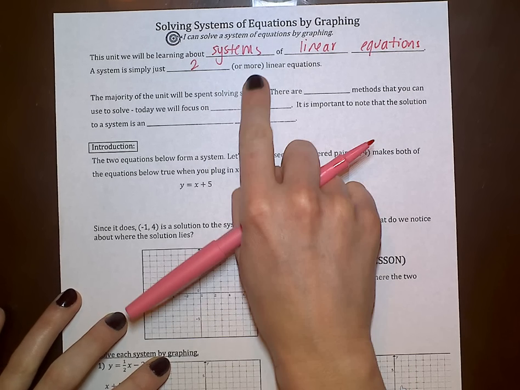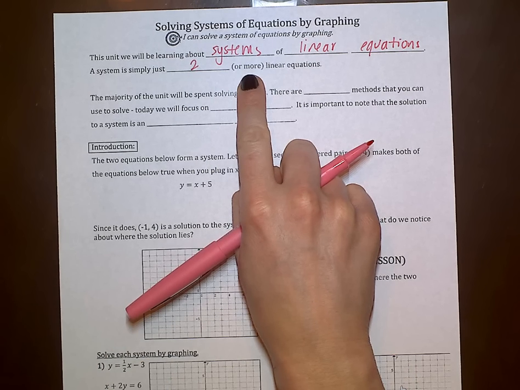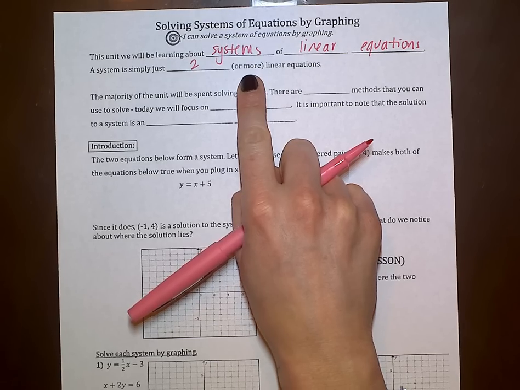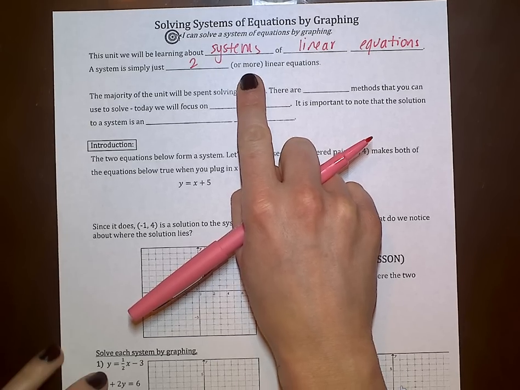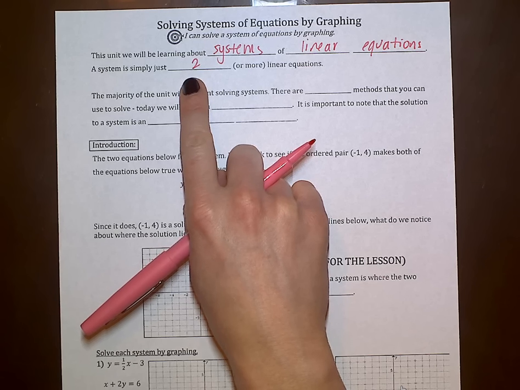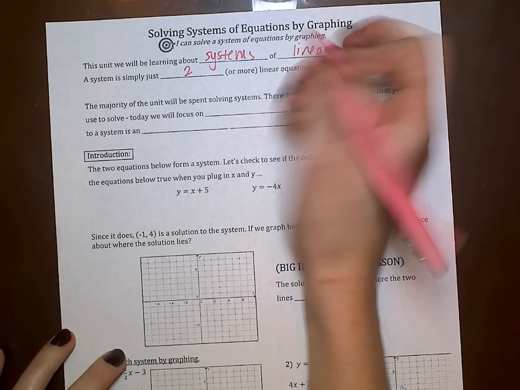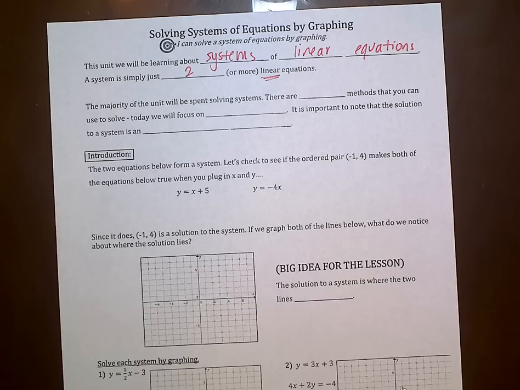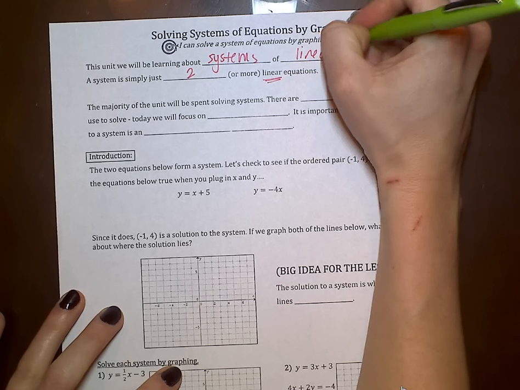And the reason it says "or more": when you take Algebra 2 in a couple years, you'll do 3 equations, maybe even look at 4. But in Algebra 1, we keep it basic, and we just do a system that has 2 equations. Now, the word linear should jump out at you. We've just spent an entire unit on linear equations. Linear equations just are lines.